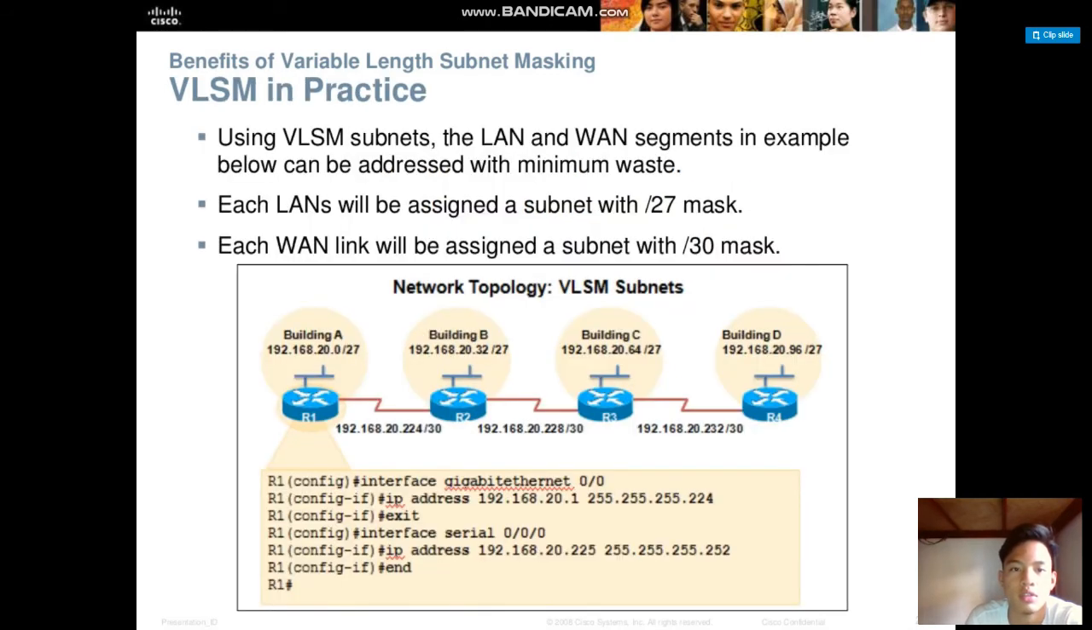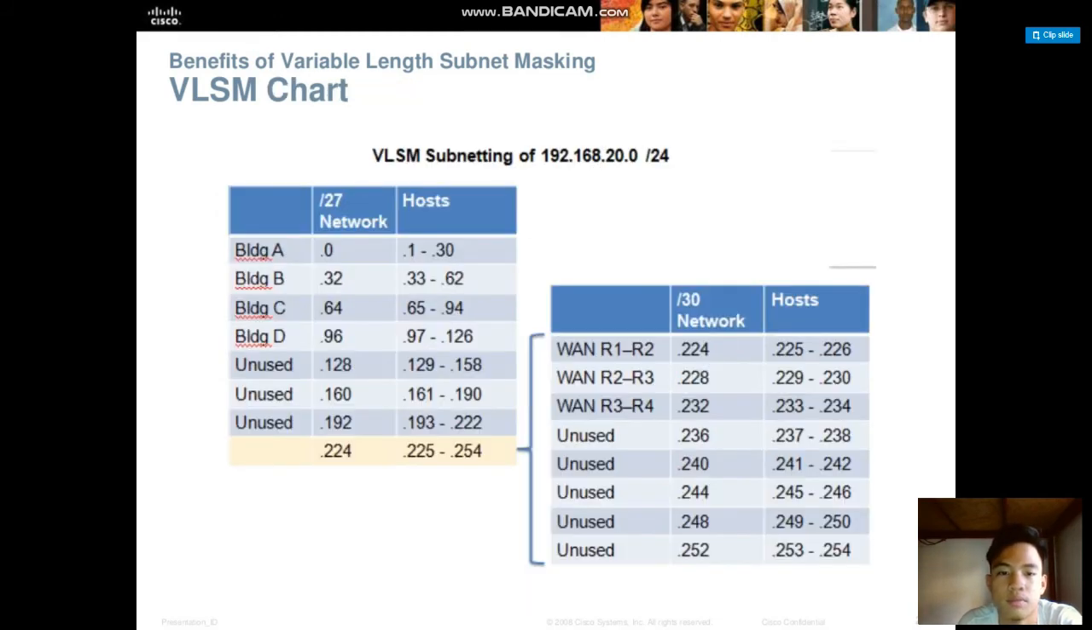VLSM in practice. Using VLSM subnets, the LAN and WAN segments in the example below can be addressed with minimum waste. Each LAN will be assigned a subnet with a /27 mask. Each WAN link will be assigned a subnet with a /30 mask. VLSM chart: VLSM subnetting of 192.168.20.0/24.